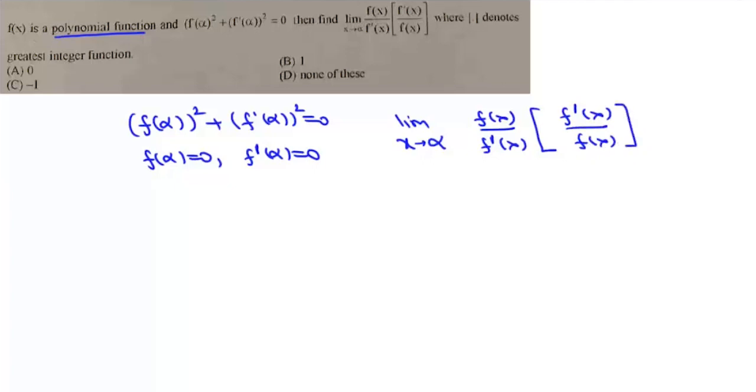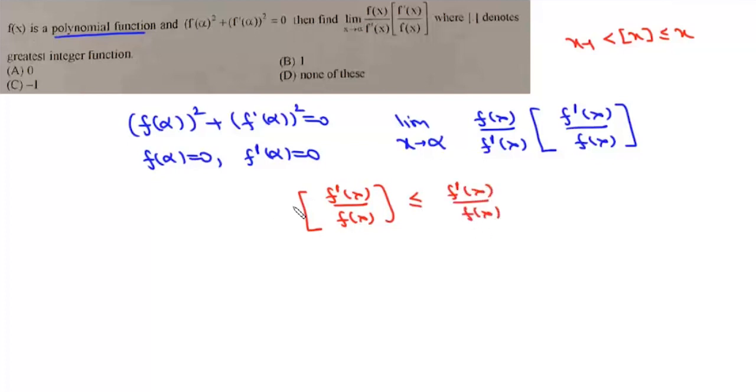Now we know that the greatest integer function of x is always less than or equal to x, and it is strictly greater than x minus 1. So from here we can say this greatest integer function of f'(x) upon f(x) will always be less than or equal to f'(x) upon f(x), and will be strictly greater than f'(x) upon f(x) minus 1. Now we need to multiply it with f(x) upon f'(x). So we multiply everything with f(x) upon f'(x).